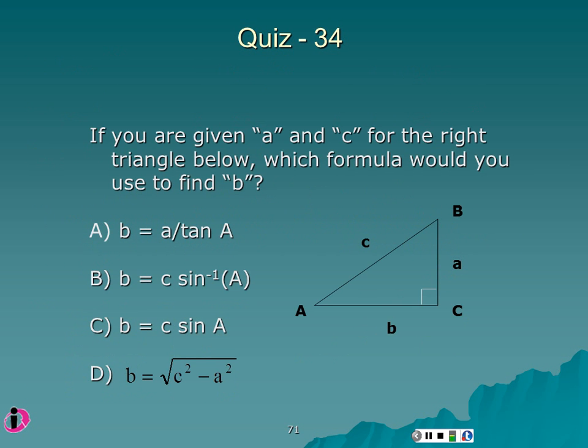You are given a small a and a small c. Which formula to use to find a small b? This time it must be D. Don't forget the Pythagorean theorem. This formula is the Pythagorean theorem, right? Remember we covered it in the last class. Because you are given two sides and you are trying to find the other side, you don't need anything else here, because any of the other options, if you look at the right side, will need an angle. You will need angle A, and angle A is not given to you.